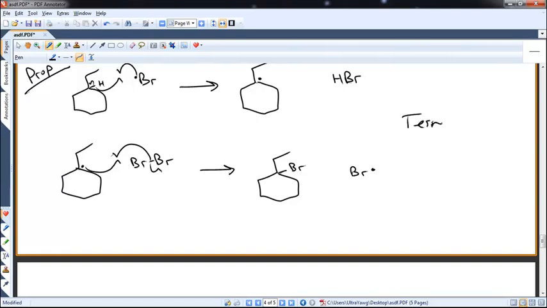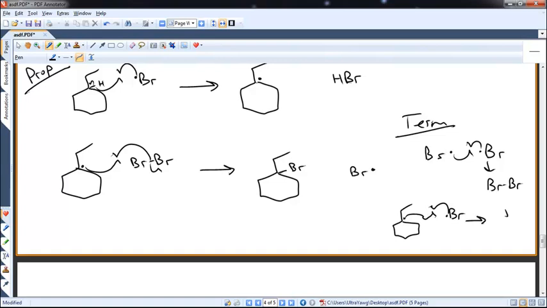And what is our termination step? Termination step would be 2 Br dots coming together to give us, sorry about that, ugly, another bromine. Or it could be carbon radical coming together with bromine radical to give us the product. But now we have no more radicals, right?